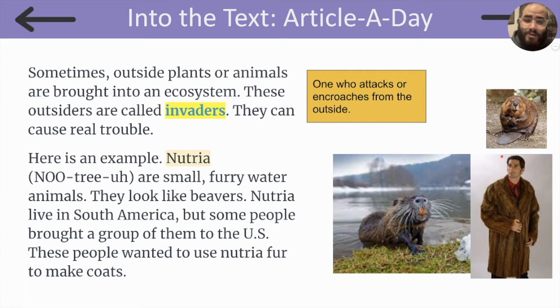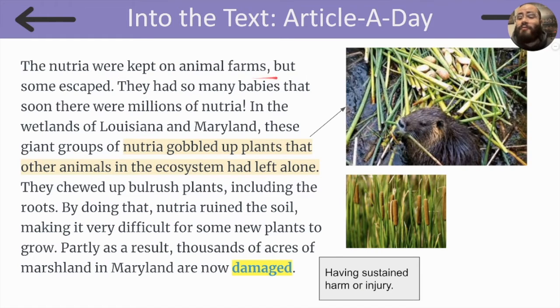They're very similar. Nutria live in South America, but some people brought a group of them to the US. These people wanted to use nutria fur to make coats. People use the nutria's fur to make coats like this one. So people brought nutria to the United States so they could make coats. The nutria were kept on animal farms, but some escaped. They had so many babies that soon there were millions of nutria.